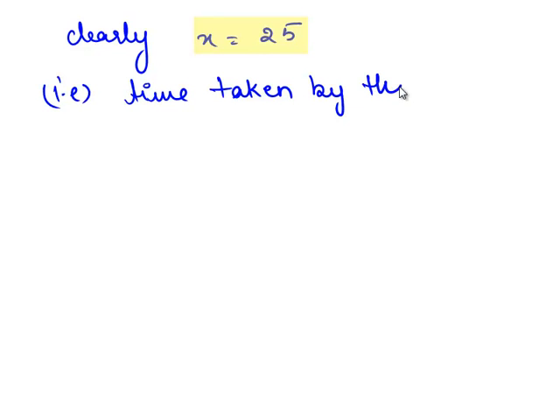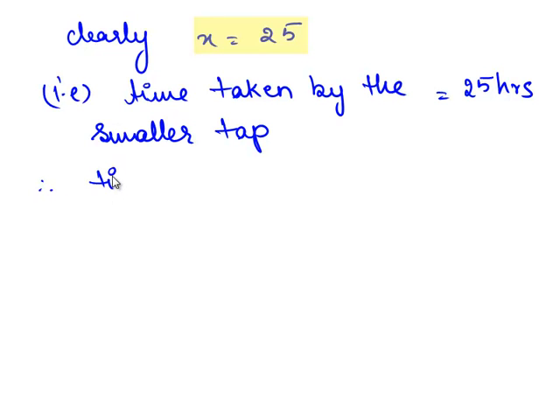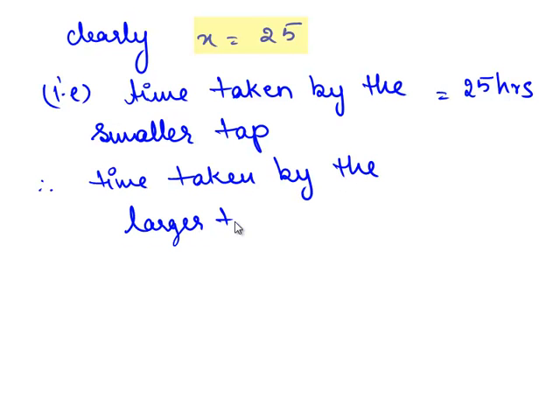Clearly, x is equal to 25. That is, the time taken by the smaller tap is equal to 25 hours. Therefore, the time taken by the larger tap is 10 hours less than the time taken by the smaller tap, that is 25 minus 10, which is equal to 15 hours.